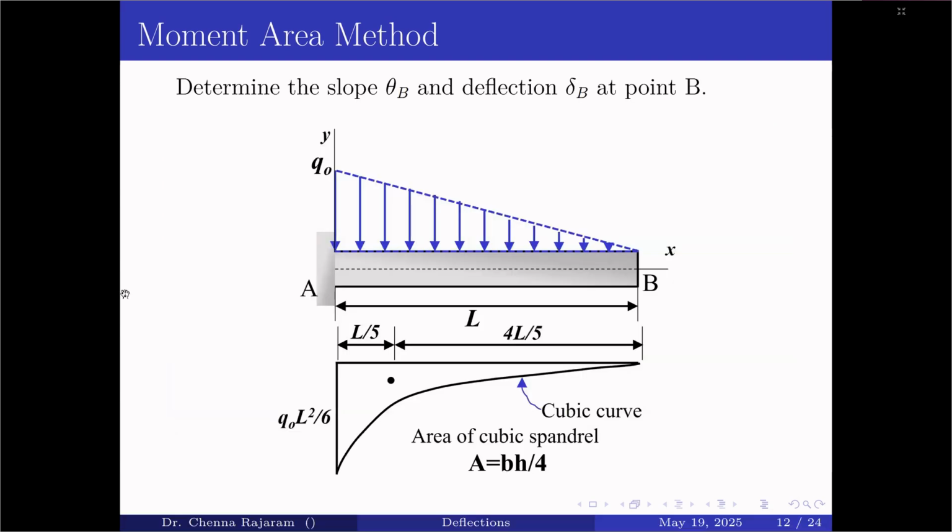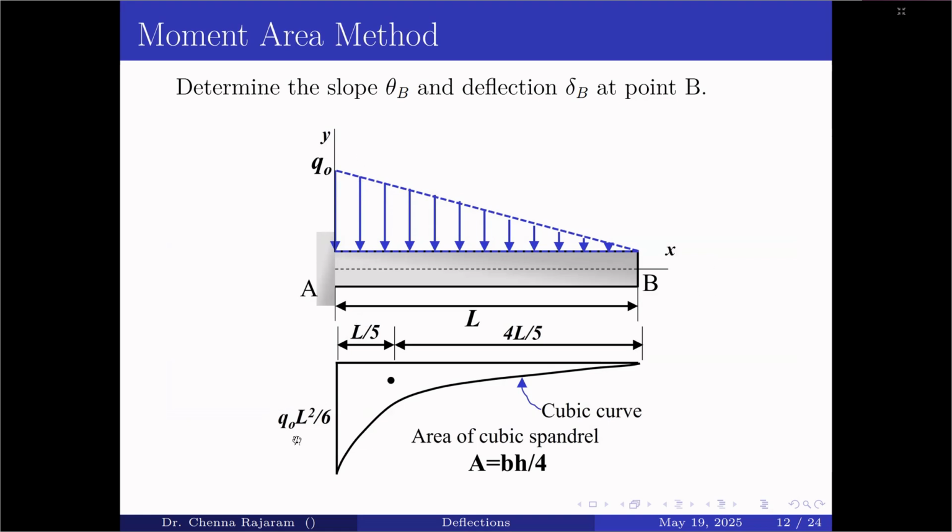Now this is what the M by EI diagram is. For the cantilever beam, this is a moment diagram which is a cubic curve, and this is the value of moment at point A. If you divide this by EI, then we obtain the M by EI diagram. So this entire diagram is the M by EI diagram. That is q0 L square divided by 6 EI.